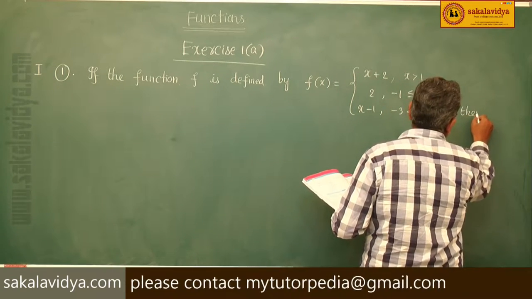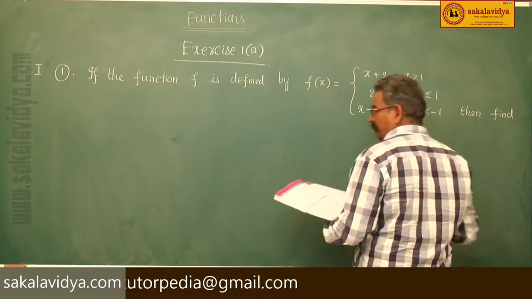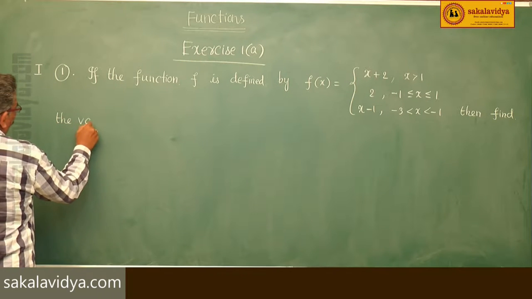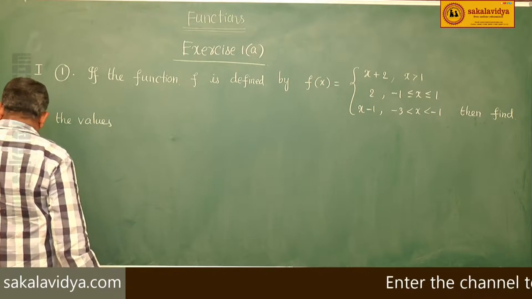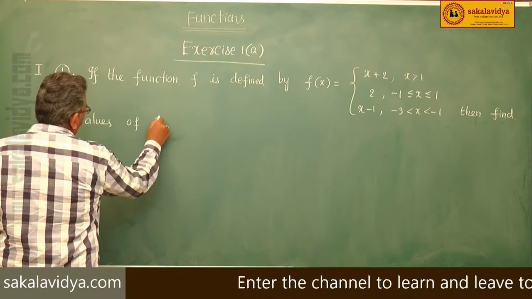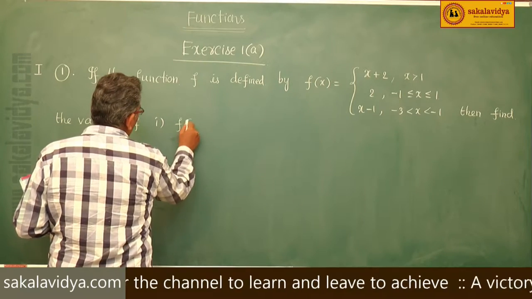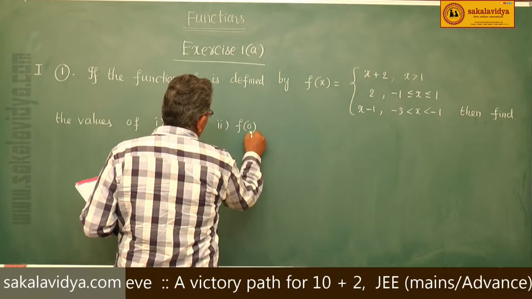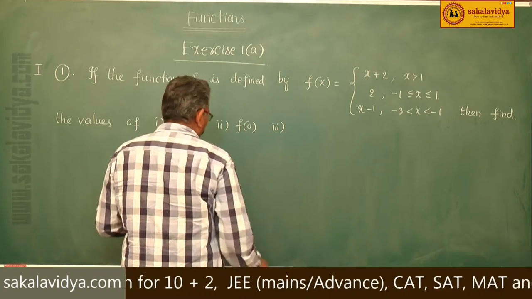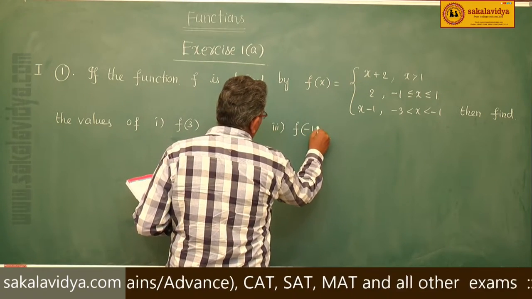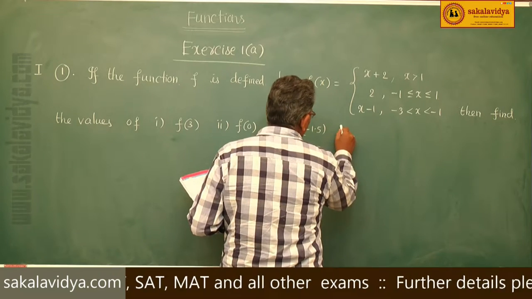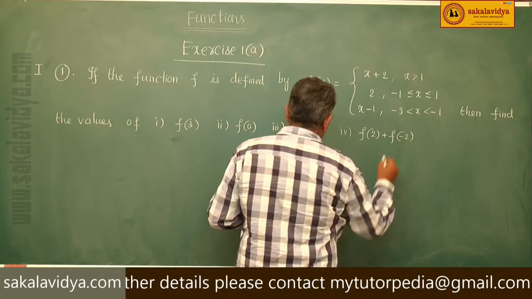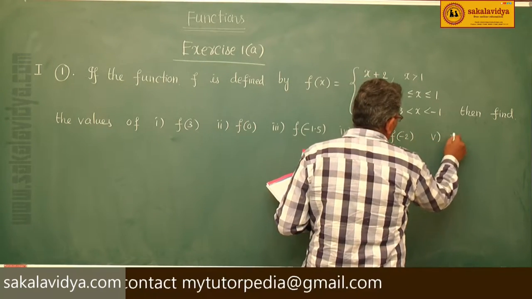Then find the values of 1st, f of 3, 2nd, f of 0, 3rd, f of minus 1.5, 4th, f of 2 plus f of minus 2, 5th, f of minus 4.